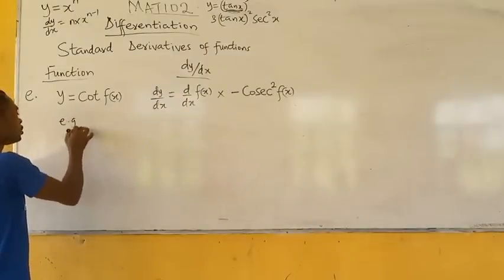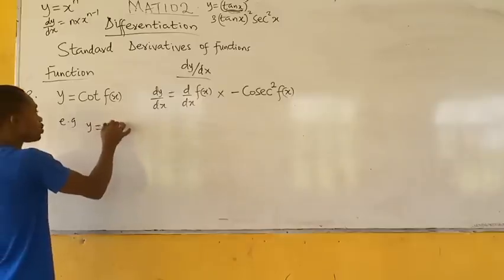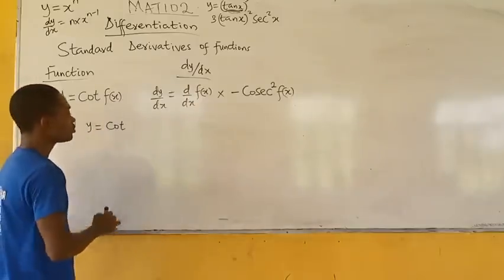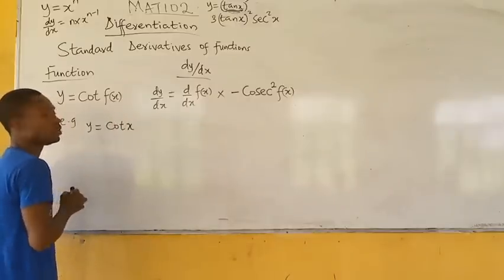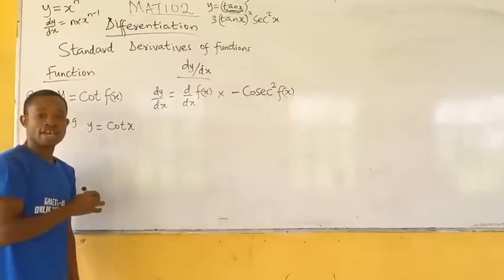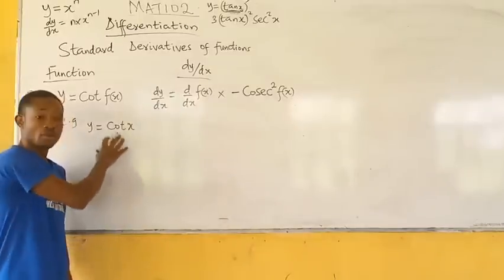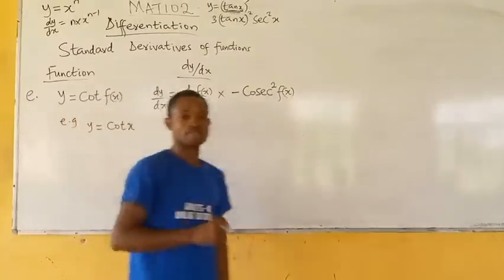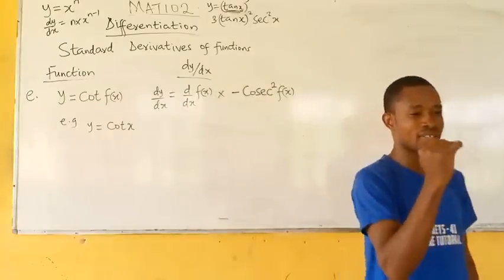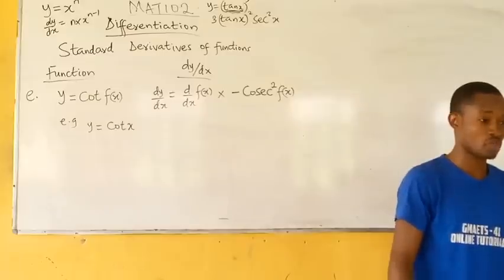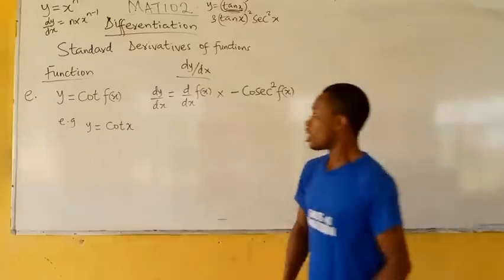As an example, giving y to be equal to cot, let's just have cot x alone. Because when they are teaching you the standard, this is what you're going to see. Are you getting me right? Cot x. But remember, like I told you, it eliminates some important information you should know about differentiation. Okay? So let us move on.